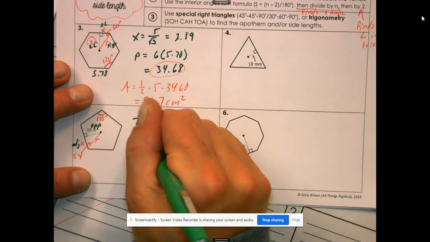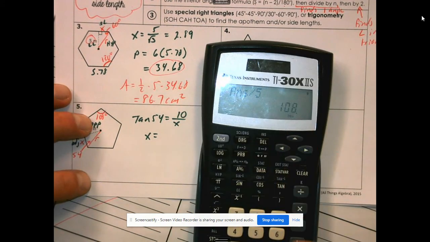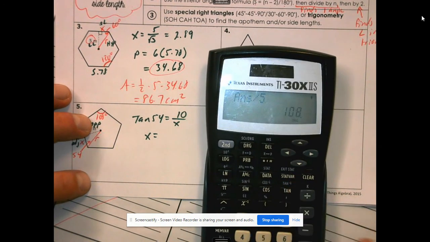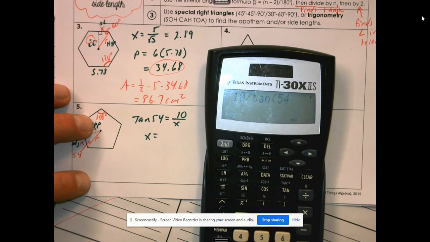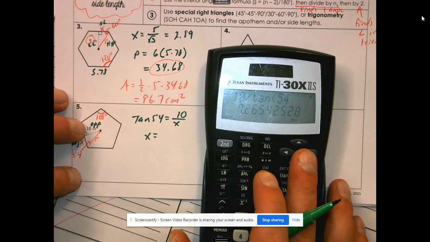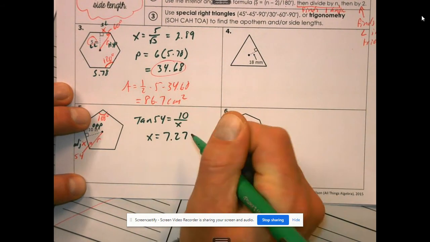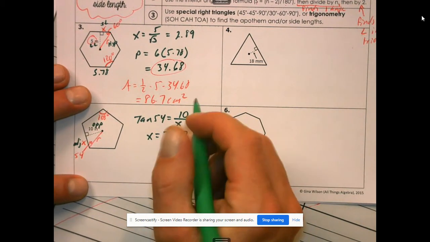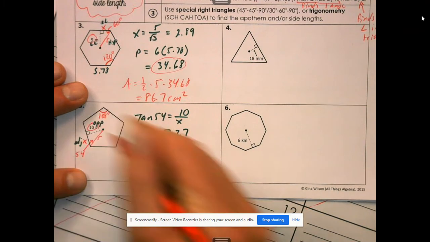This time we're going to divide. 10 divided by tangent 54. Make sure your calculator's in degree mode. 10 divided by tangent 54 is 7.27. We got the pieces. We have our apothem, which is 10.